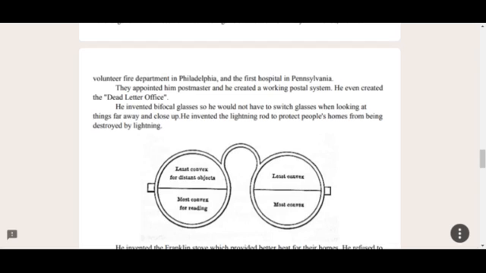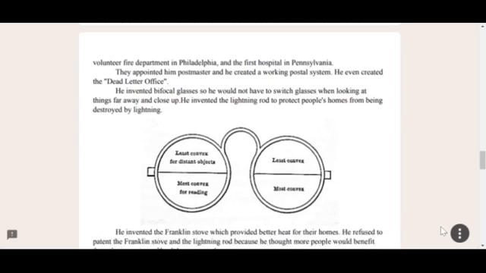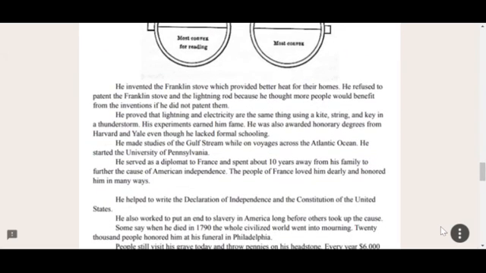He invented bifocal glasses so he would not have to switch glasses when looking at things far away and close up. He invented the lightning rod to protect people's homes from being destroyed by lightning. He invented the Franklin stove, which provided better heat for their homes. He refused to patent the Franklin stoves and the lightning rod because he thought more people would benefit from the inventions if he did not patent them.